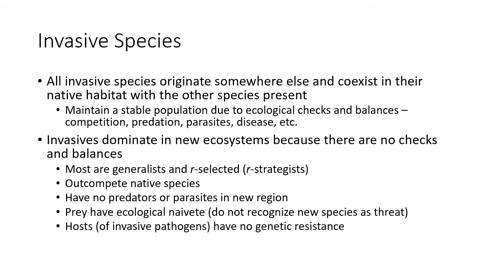So for example, you have dodos and dogs. We all know what the dodo birds are, and we all know that they're extinct. They evolved on the island of Mauritius without any natural predators. So then all of a sudden you have these dogs, or cats, but mostly dogs, that come onto the island, and the dodos don't recognize them as a threat. They're naive to what a predator is. Okay, and then the hosts of invasive pathogens have no genetic resistance.